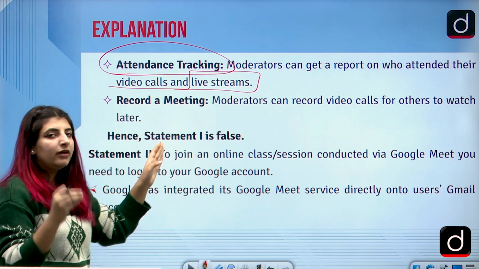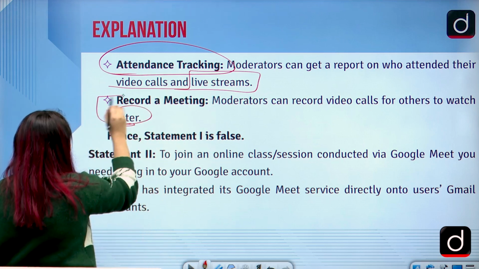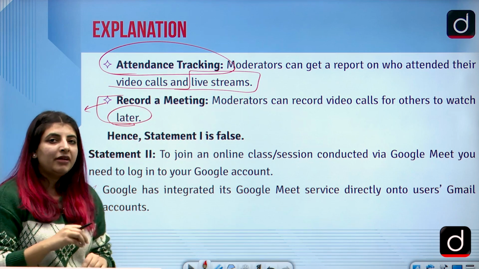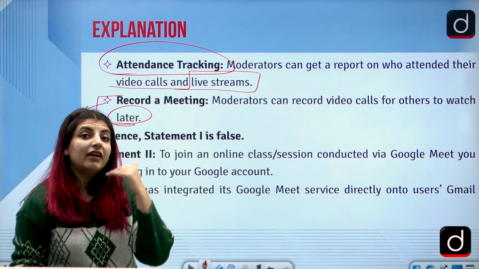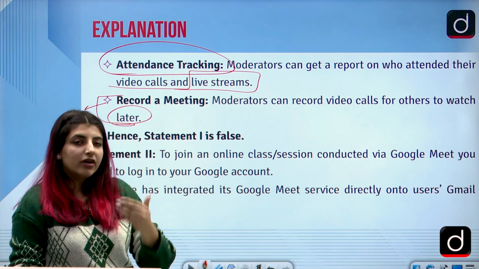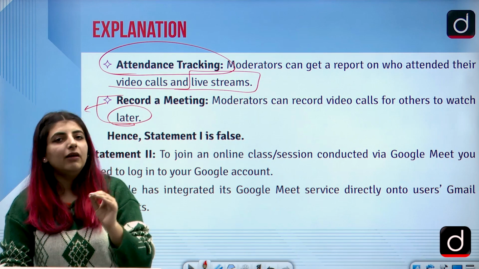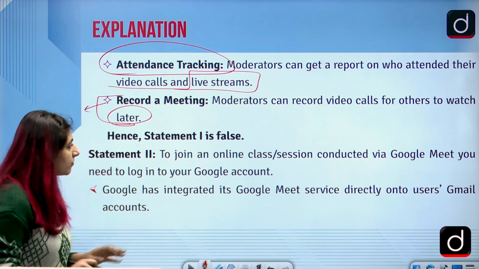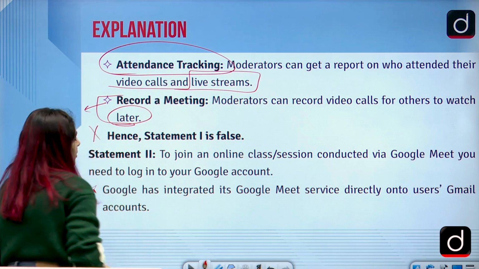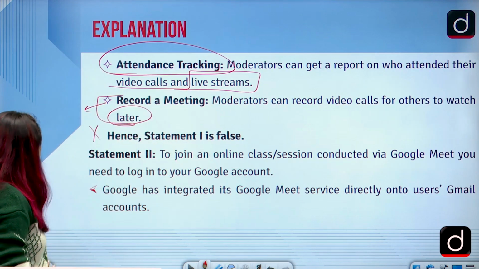Record a meeting: only moderators can record videos for others to watch later. So basically, a person who is attending the meeting cannot record, even if they are joining through a paid version. It is only the moderator, the organizer who has bought the paid version of Google Meet, who can record the session. Hence, because the free version has been talked about here, the statement is incorrect.